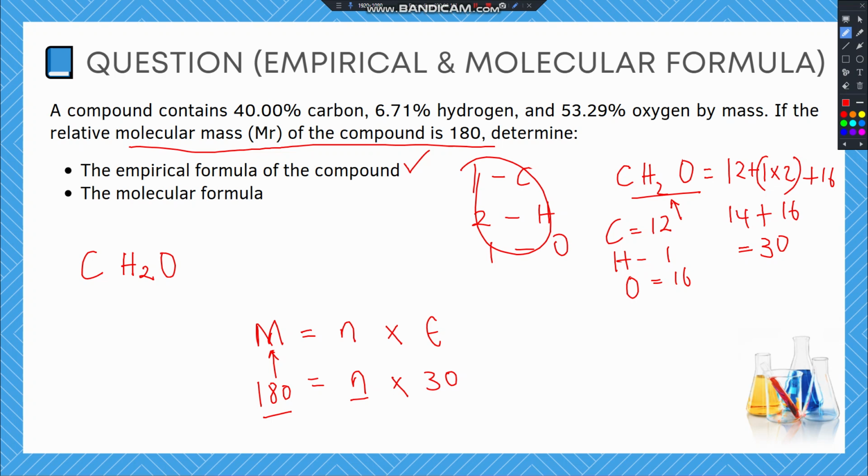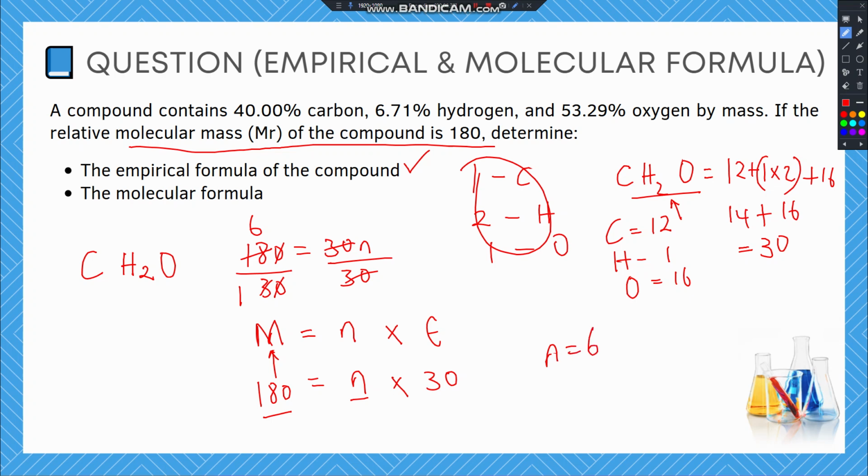N will now be, we have 180 is equal to 30 N. N will now be equal to 180 divided by 30. This cancels this. This cancels this. 3 into 3, 1. 3 into 18 gives us 6. N will be equal to 6.